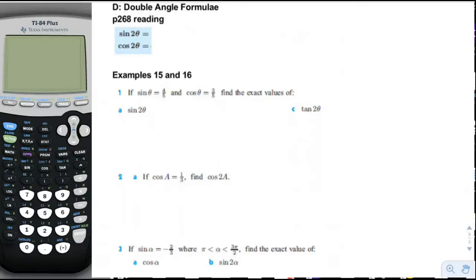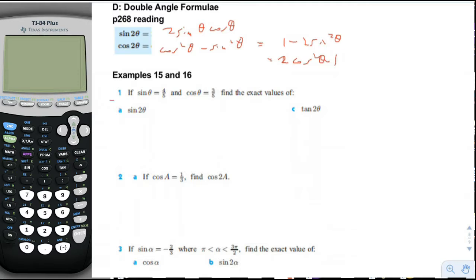Okay, during our investigation, we found that sine of 2 theta is the same thing as 2 times the sine of theta times the cosine of theta, and cosine of 2 theta is the same as cosine squared theta minus sine squared theta, which could also be written as 1 minus 2 sine squared theta, or 2 cosine squared theta minus 1. Okay, so those are the options you can use for the double angle trigonometric identities.